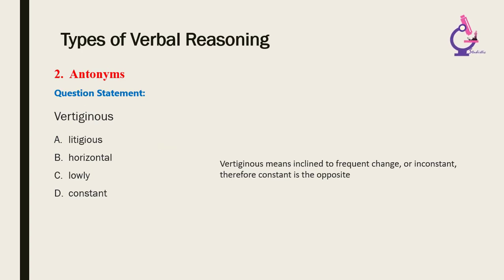The next we will discuss is antonyms. This section of the test is a vocabulary section. In this section, you are given a word and are asked to find the word from the given choices that is exactly the opposite in meaning.